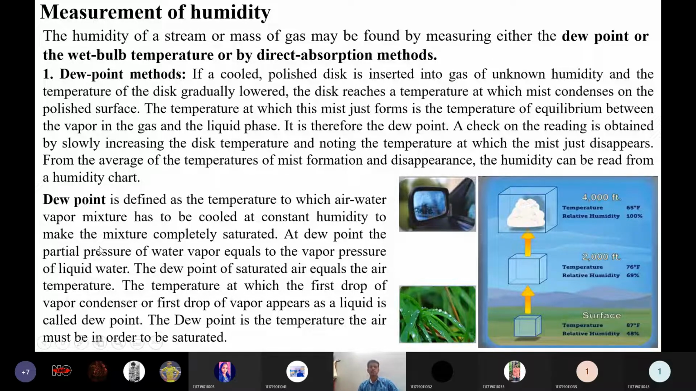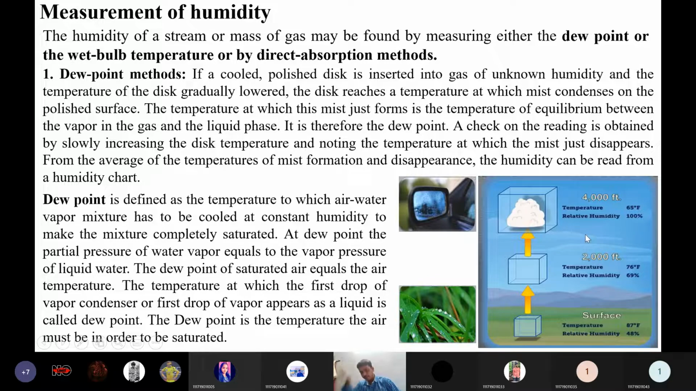Dew point is defined as the temperature to which air and water vapor mixture has to be cooled at constant humidity to make the mixture completely saturated. So to make the mixture completely saturated, we have to decrease the temperature of the particular vapor and gas mixture. Now here, on the earth surface, the temperature will be around 87 degree Fahrenheit and its relative humidity is around 48%.